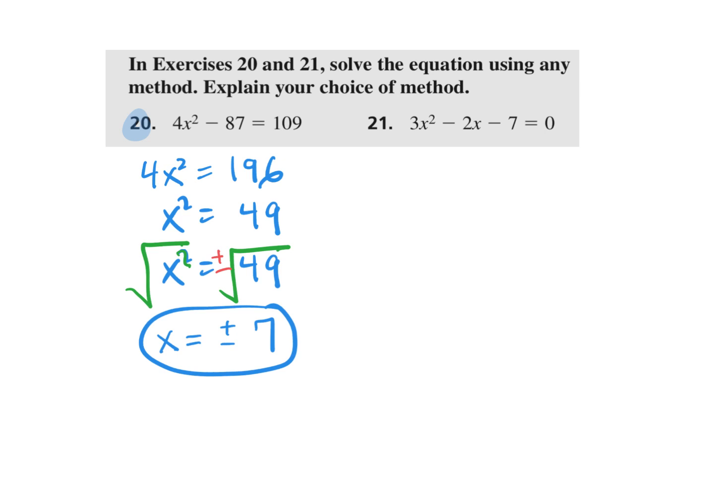All right. Well, can we factor into a product of two binomials where first times first is equal to the first term, and then last times last has to be equal to the last term, which is a negative 7.